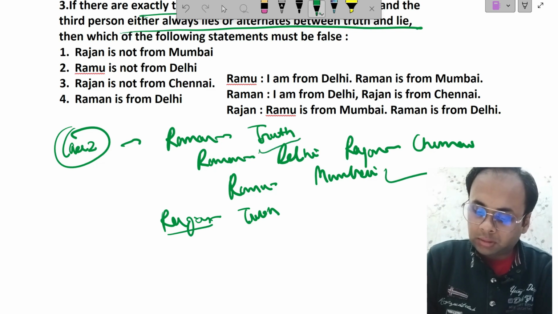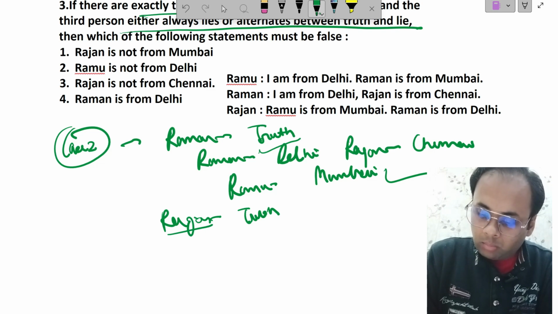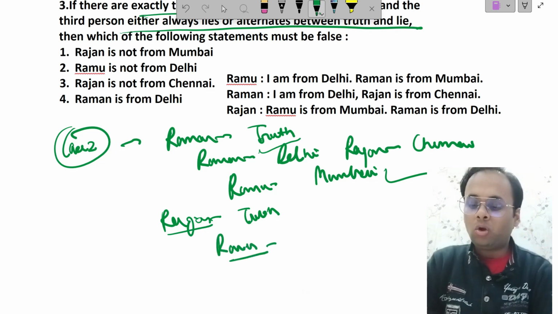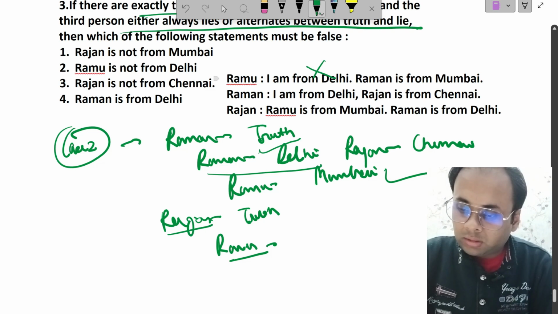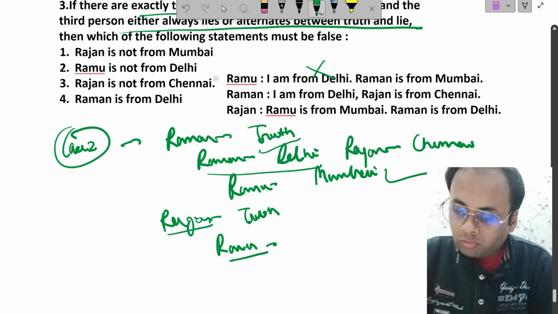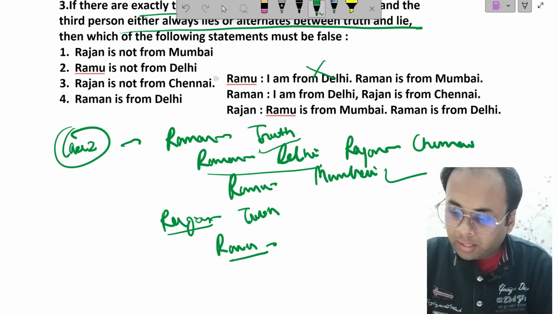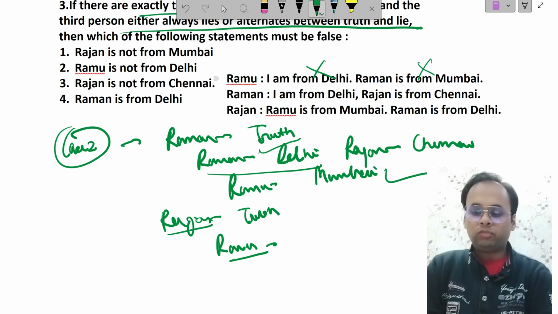Then we have the third person, Ramu, who either tells a lie or alternates. So he says that he is from Delhi. Now we have Raman from Delhi, so it is not correct. Then it says that Raman is from Mumbai, while as per it we have Raman from Delhi. Both the statements are false. So case 2 is satisfying this question.